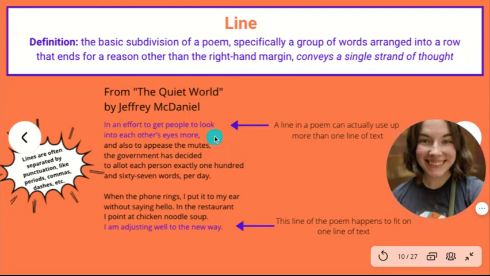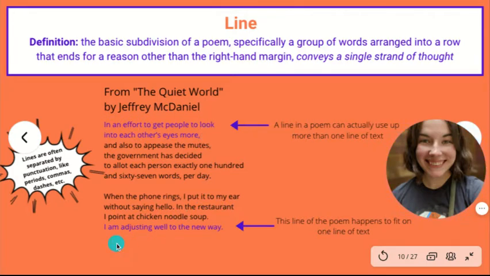And it takes up 2 lines of text because the thought isn't finished at look, right? It continues on to the next line of text. And it stops actually when you have that comma there.